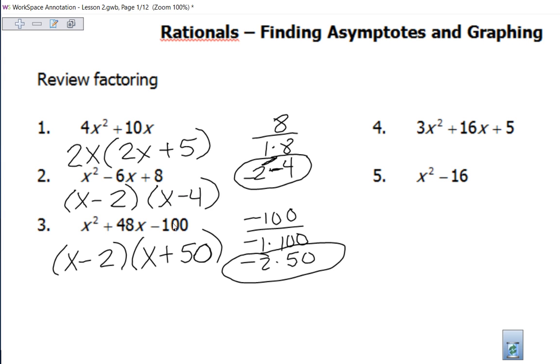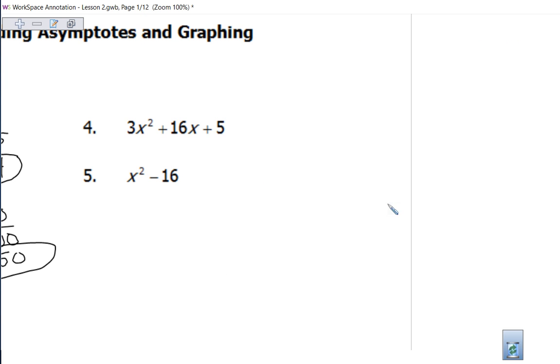Next one, number 4. Now this is a 3x squared. So if it's bigger than a 1x squared, we'll have to use that AC method. Remember, you multiply the A value times the C value. And what is 3 times 5? 15. So factors of 15, I could have 1 and 15, or 3 and 5. Add up to the middle, and what's the middle number? 16. So which pair do I have to use? 1 and 15.